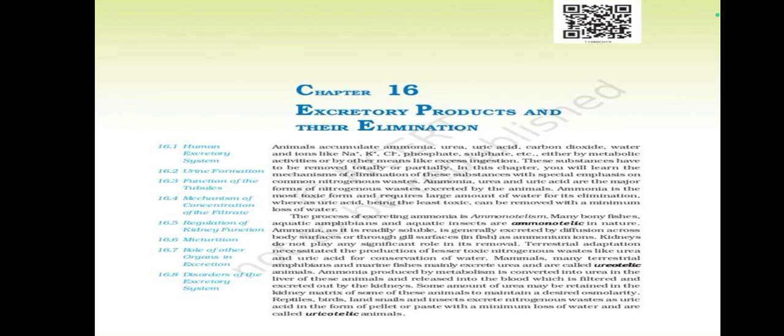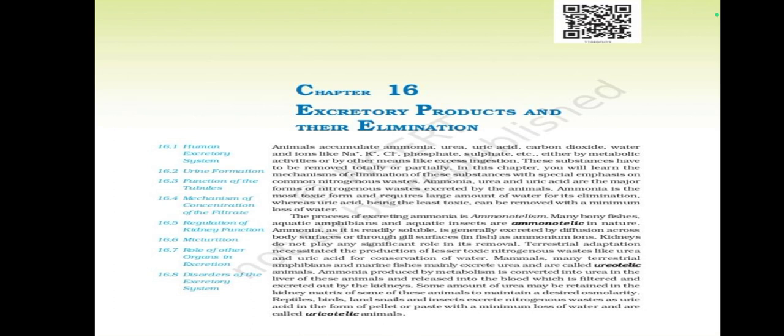Terrestrial adaptation necessitated the production of lesser toxic nitrogenous waste like urea and uric acid for conservation of water. Mammals, many terrestrial amphibians, and marine fishes mainly excrete urea and are called ureotelic animals. Ammonia produced by metabolism is converted into urea in the liver of these animals and released into the blood, which is filtered and excreted out by the kidneys. Some amount of urea may be retained in the kidney matrix of some of these animals to maintain the osmolarity.